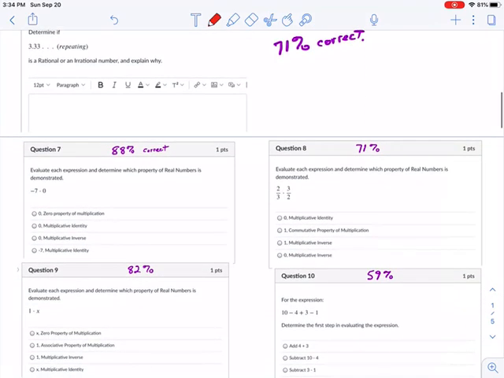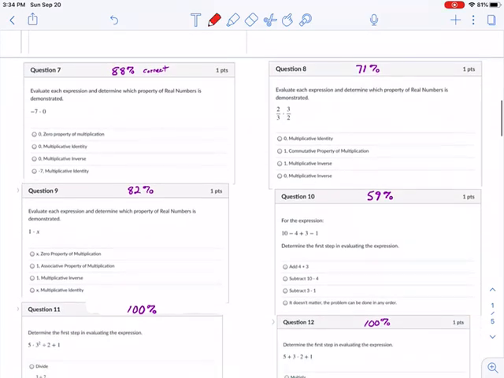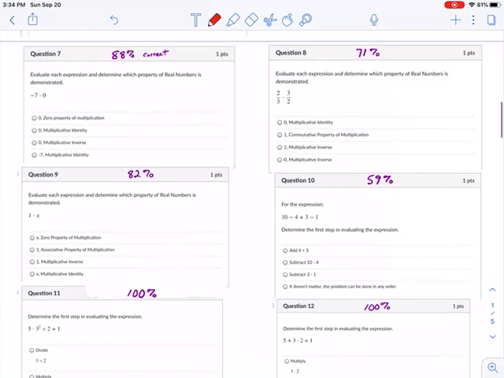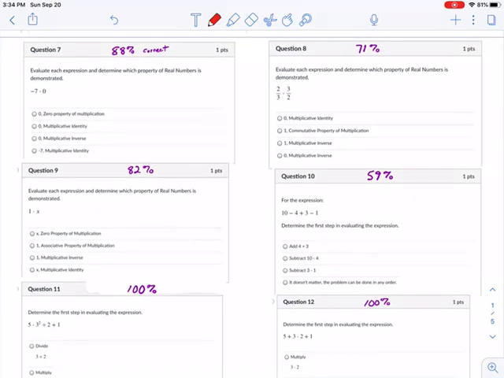Okay. So send me a message if you still have questions about those. Some of the other ones you just have to study, like the properties a little bit, and some were just calculations. So on 7, which property of real numbers is demonstrated? -7 times 0 is 0. Anytime you multiply by 0, you get 0. That would be the zero property of multiplication.